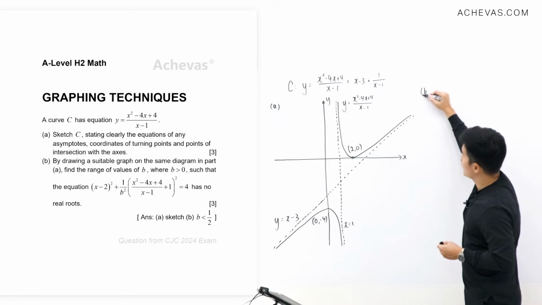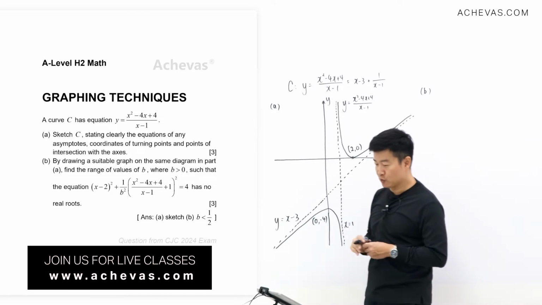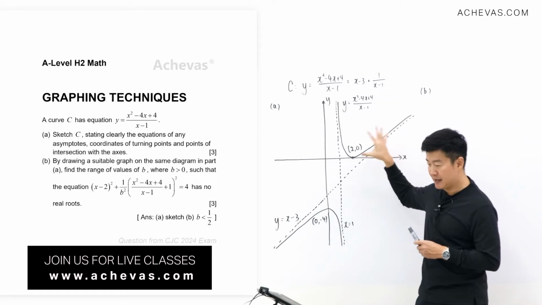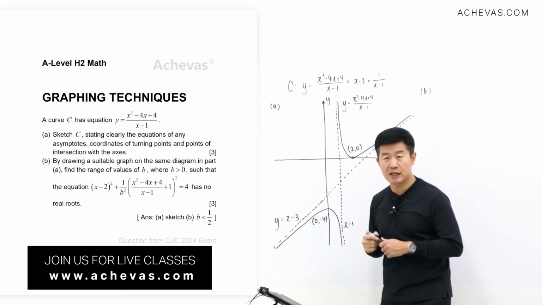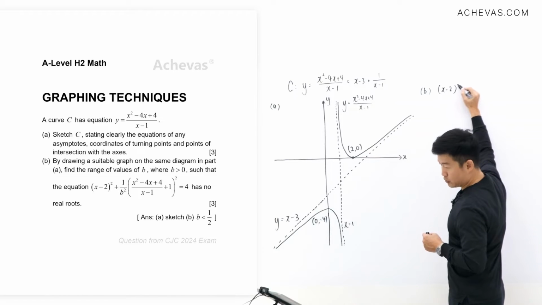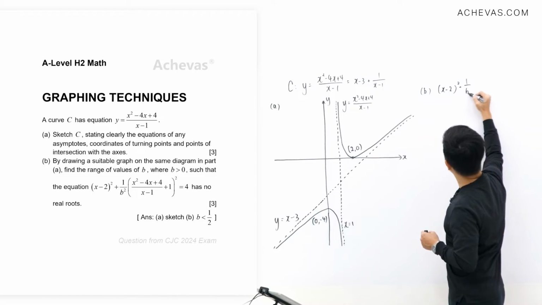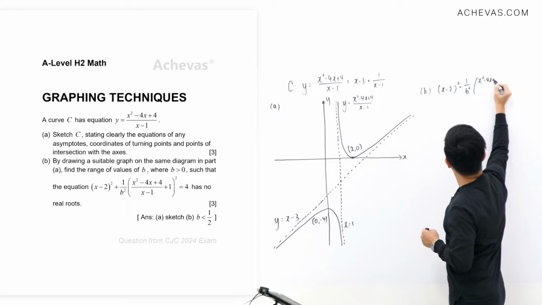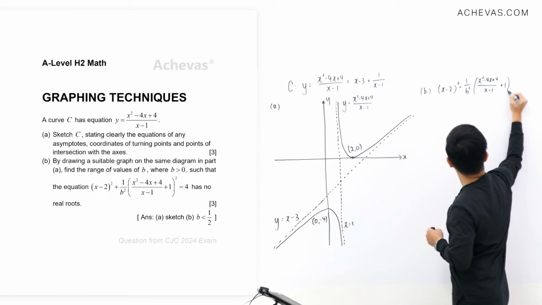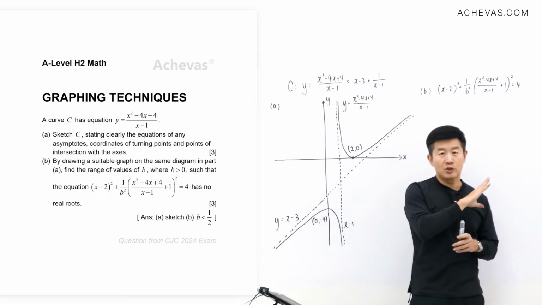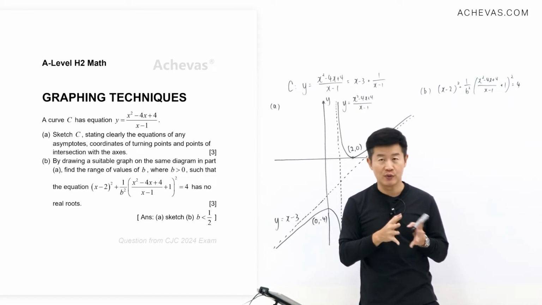Part B, we are going to be looking into drawing another graph. We are going to be drawing this other graph on the same diagram over here such that the equation, let me write down the equation. The equation is (x minus 2) squared plus 1 over b squared of ((x squared minus 4x plus 4) over (x minus 1) plus 1) squared is equal to 4. We want to make sure that this equation over here has no real roots.